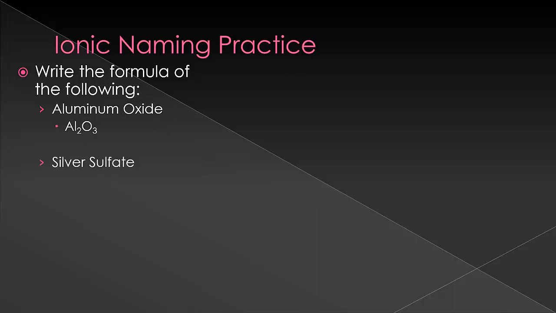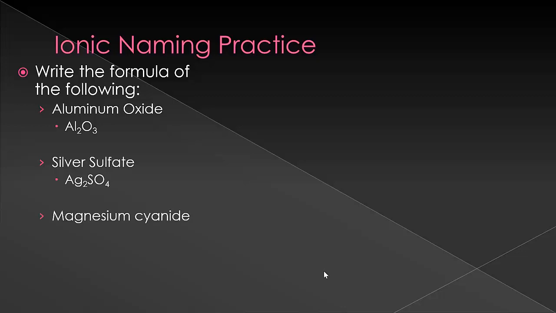Now let's do silver sulfate. First, silver has a +1 charge. That's one that you most likely at this point have to have memorized. Later on we'll learn exactly why that is. And then sulfate, a polyatomic ion that you need to have memorized as well. So we're going to need to have 2 silvers to balance out the charge of the 1 sulfate.